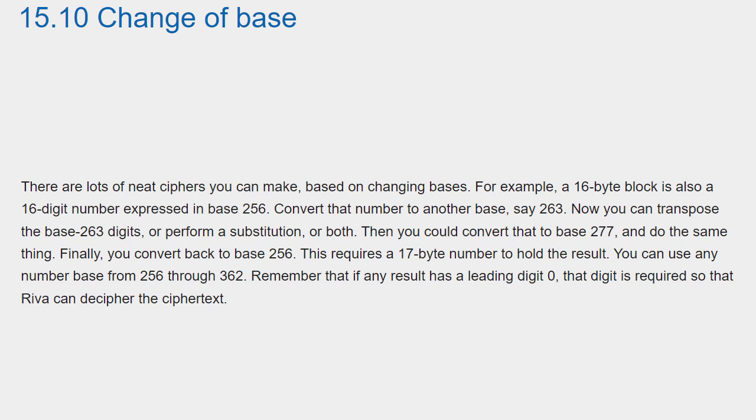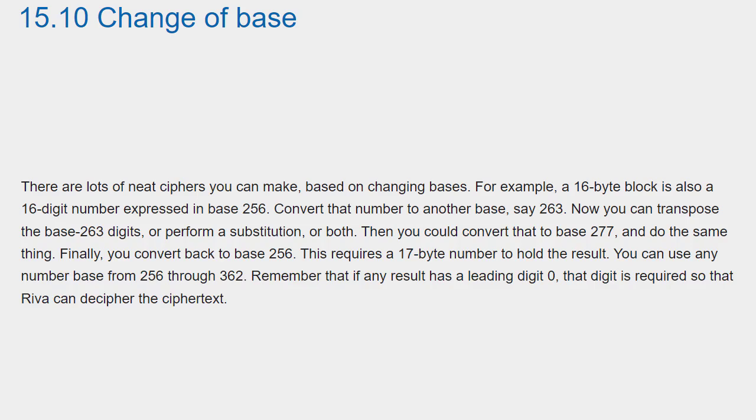There are lots of neat ciphers you can make based on changing bases. For example, a 16-byte block is also a 16-digit number expressed in base 256. Convert that number to another base, say 263. Now you can transpose the base 263 digits, or perform a substitution, or both. Then you could convert that to base 277 and do the same thing. Finally, you convert back to base 256. This requires a 17-byte number to hold the result.